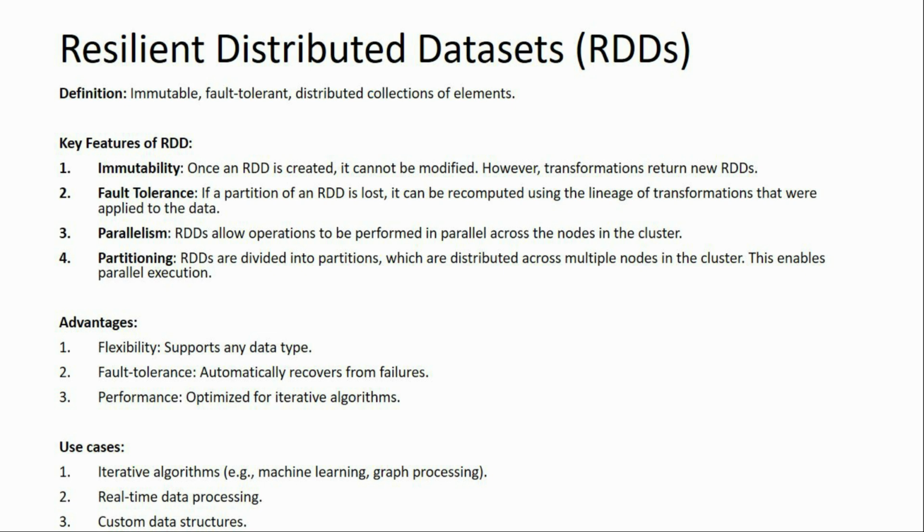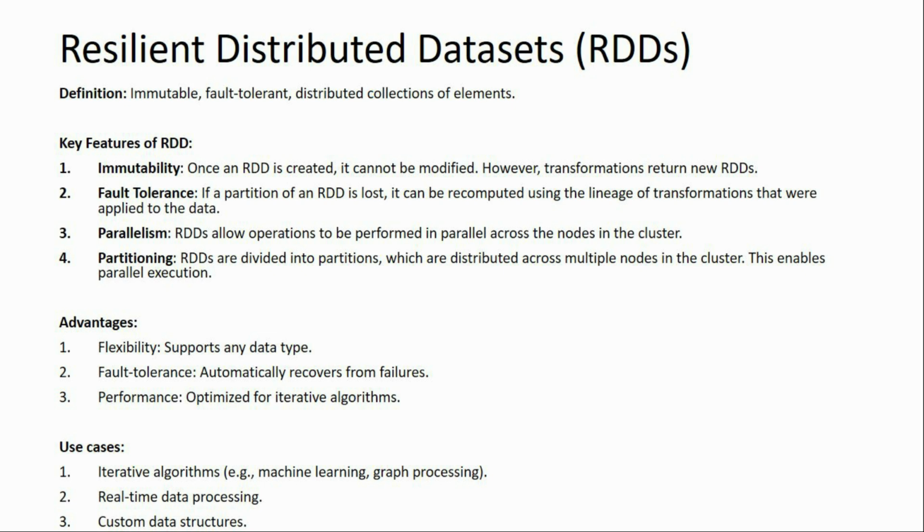First up, immutability. Once you create an RDD, you can't modify it. That might sound restrictive, but it's actually a good thing. Why? Because whenever you perform an operation, it returns a new RDD, which ensures that your data remains consistent and safe during processing. Next, fault tolerance.